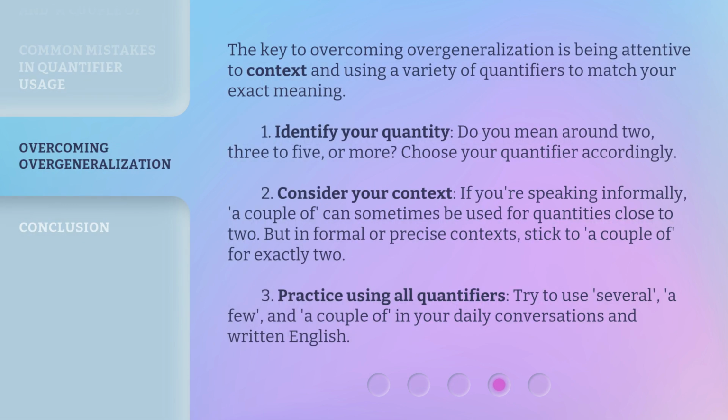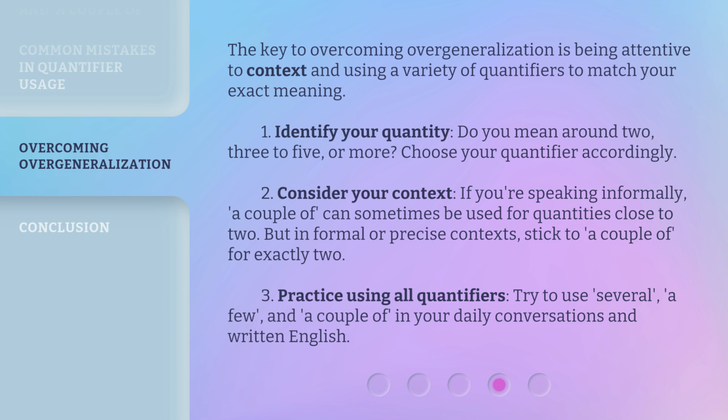The key to overcoming overgeneralization is being attentive to context and using a variety of quantifiers to match your exact meaning. 1. Identify your quantity. Do you mean around 2, 3 to 5, or more? Choose your quantifier accordingly.